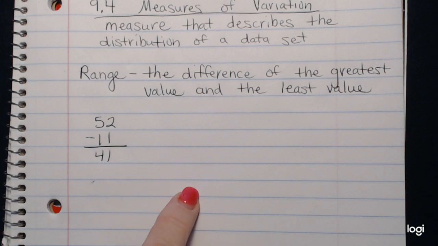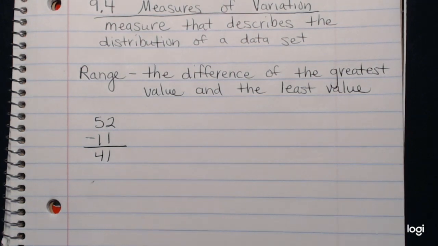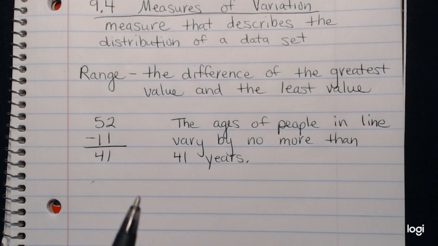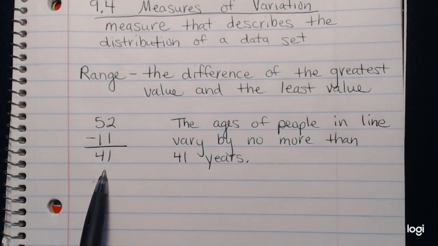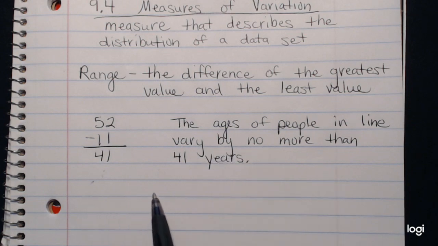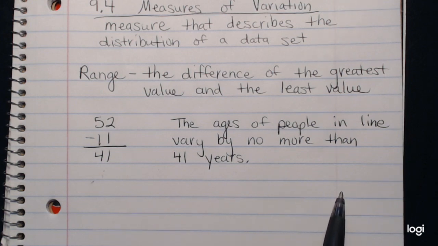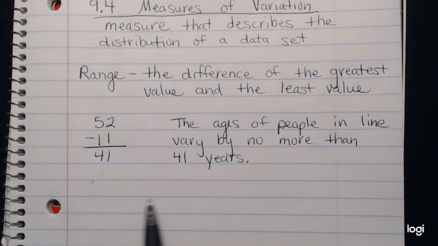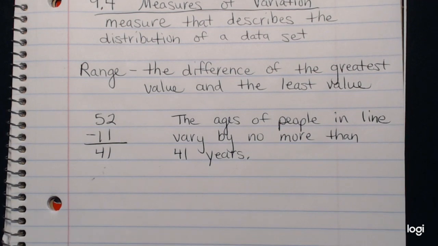Interpret means we write a statement, and the statement we're going to write is this one. So when I see the answer 41, I don't know what you're talking about. 41 what? Well, interpret means I'm going to explain to you what 41 means. 41 means the ages of people in line vary by no more than 41 years. So all the numbers we had listed, they vary from the largest number down to the smallest, 11. That's a difference of 41 years. So go ahead and copy this sentence down so you understand how to interpret the range.